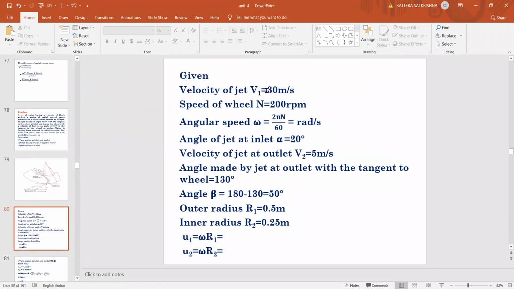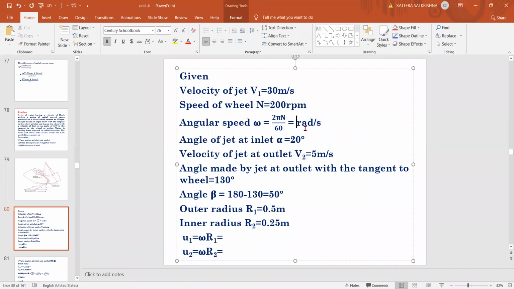So velocity given. Speed of the wheel is given, N equal to 200 RPM. So angular speed we can calculate, omega equal to 2 pi N by 60. So the units for angular velocity will be radians per second. Right. So please calculate 2 pi N by 60. A little bit faster, please. 20.94. Very good.